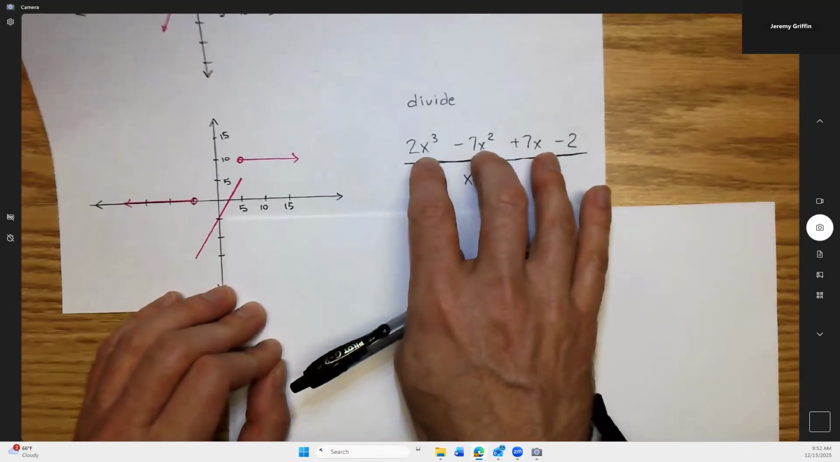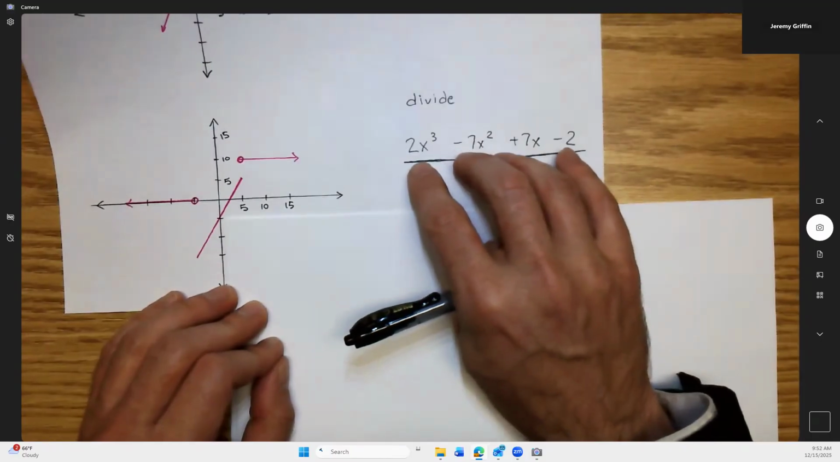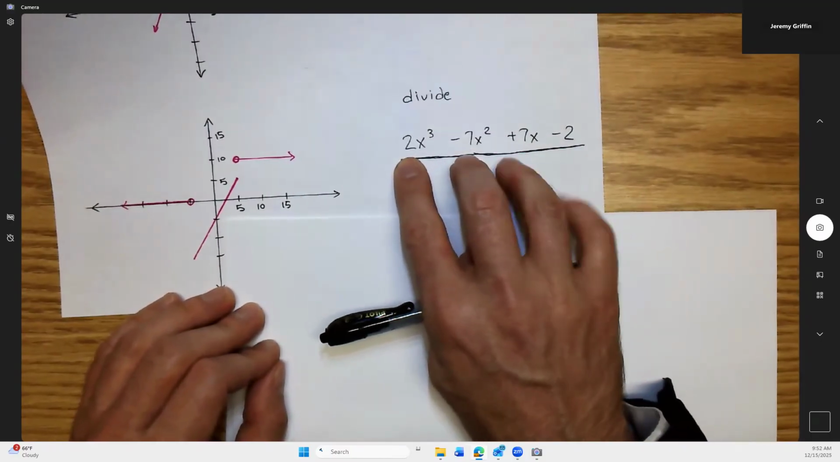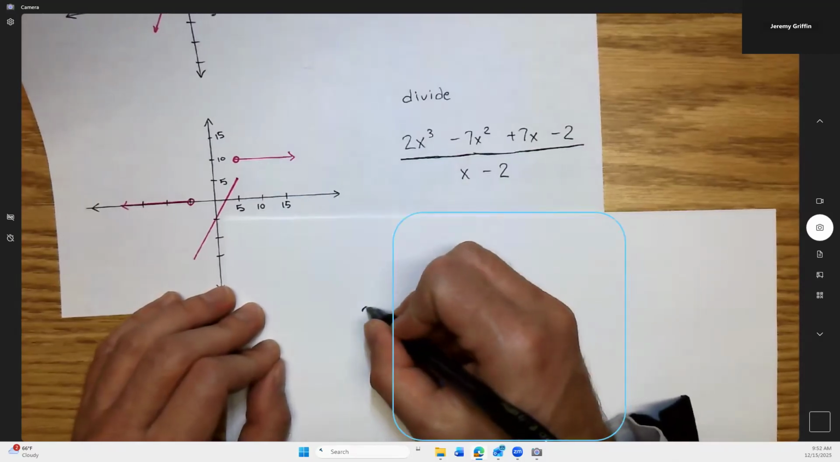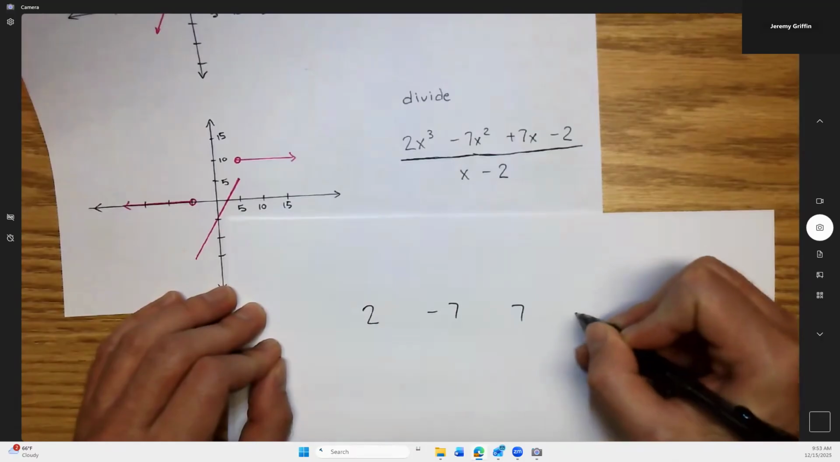I'm going to take these coefficients. Well, we'll do it right now. And if you're taking notes, remember, within a couple of days you're ready for the midterm. Take the coefficients. I got a 2, a negative 7, a 7, and a negative 2. So 2, negative 7, 7, negative 2.